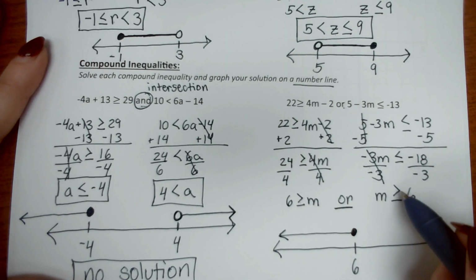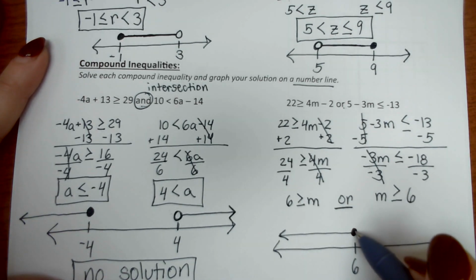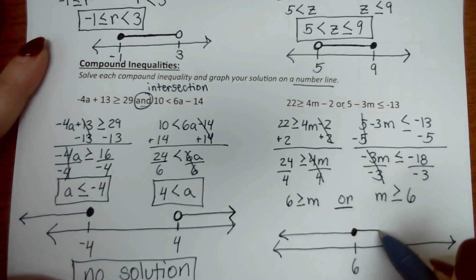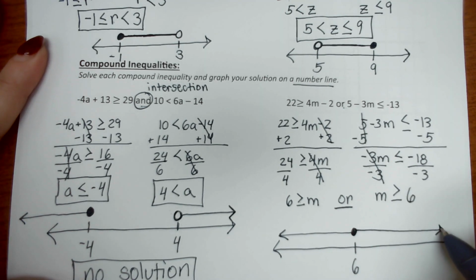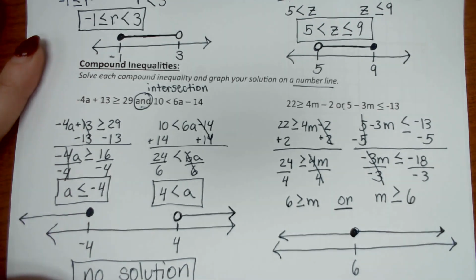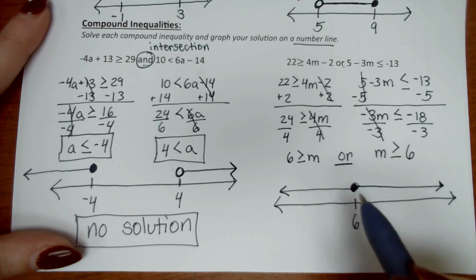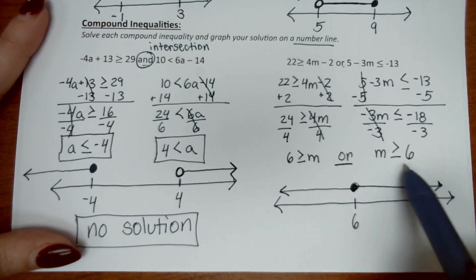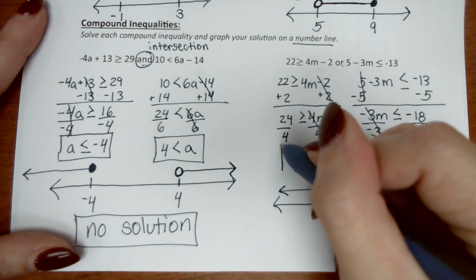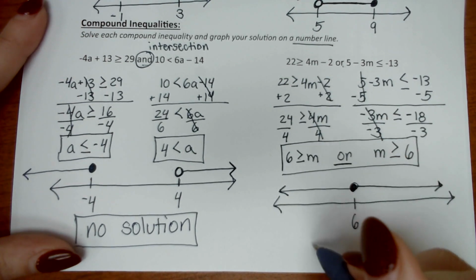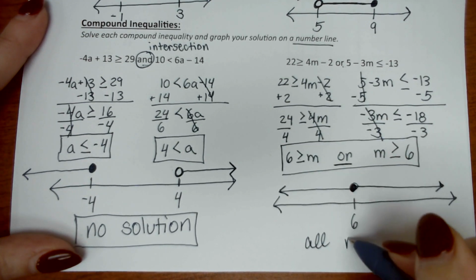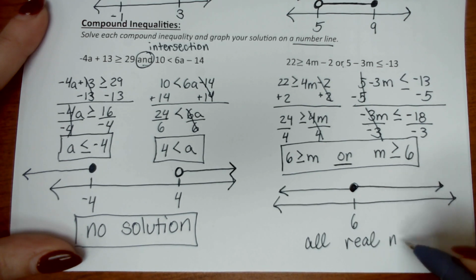And then m is also greater than or equal to 6. So our arrow is going to go to the right. Notice, it's a closed circle, and our arrows are going indefinitely in both directions. That means everything on this number line would work as a solution. So our answer is all real numbers.